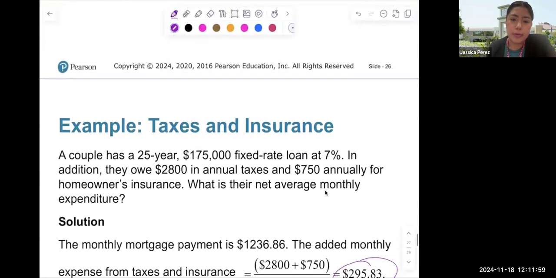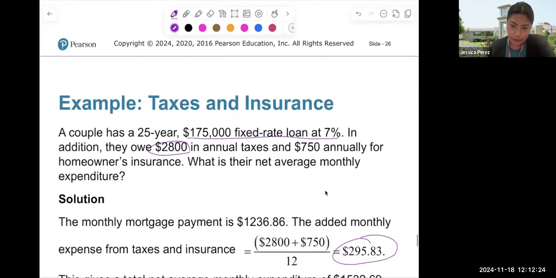So let's look at this example. Taxes and insurance. A couple has a 25-year, $175,000 fixed rate loan. There's the percentage. They owe $2,800 in annual taxes and $700 annually for homeowner's insurance. What is their net monthly expenditure?